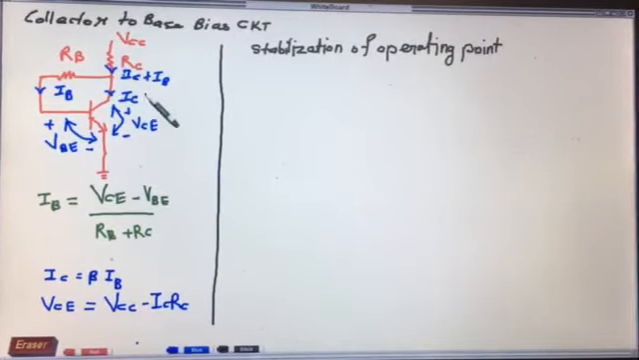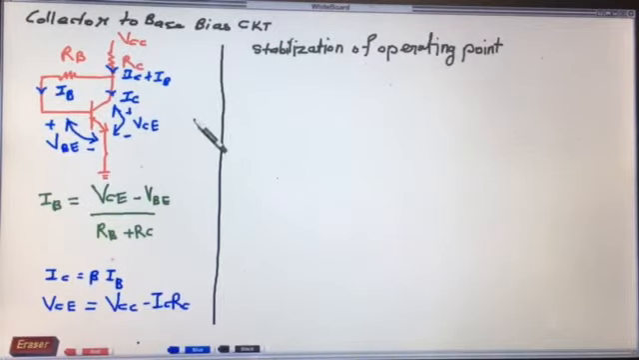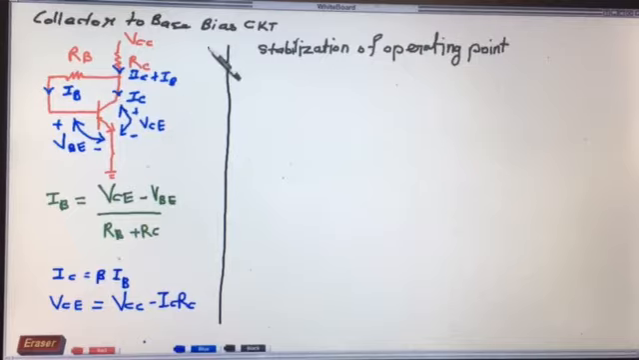Now in this lecture we will discuss stabilization of operating point in collector to base bias circuit. In our previous lecture we studied the collector to base bias circuit and found that IB equals (VCC minus VBE) upon (RB plus RC), IC equals beta IB, and VCE equals VCC minus ICRC. We have neglected the effect of base current because it's much less than collector current.